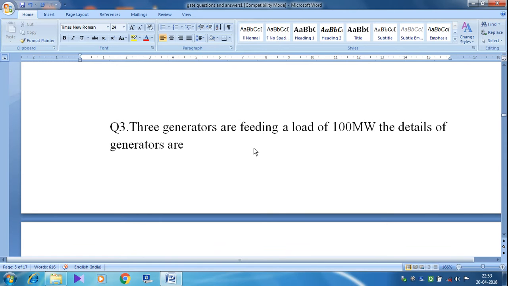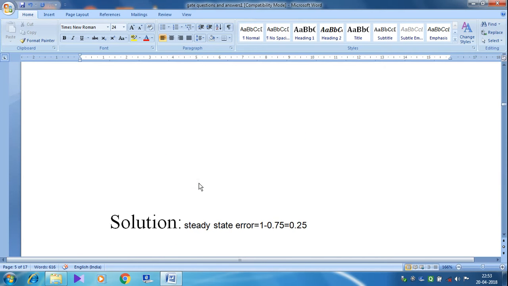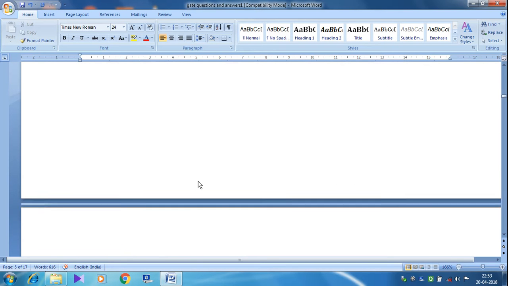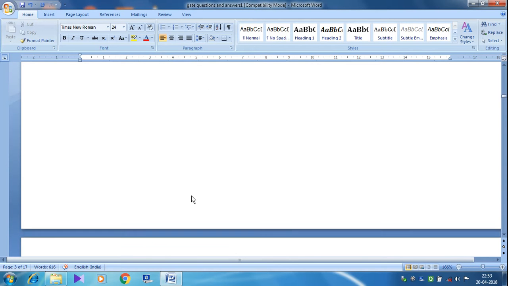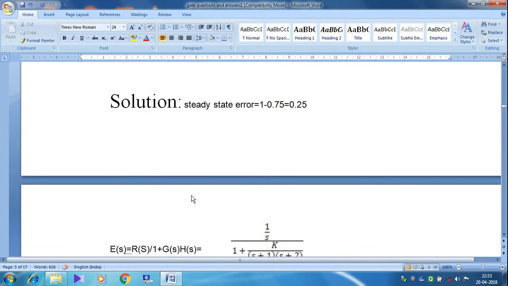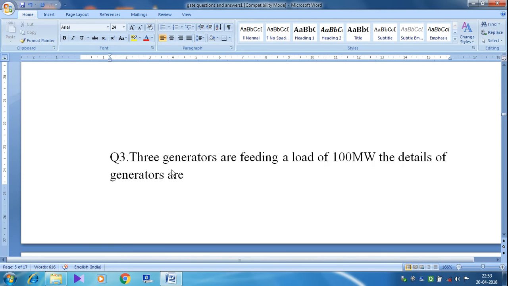Three generators are feeding a load of, sorry, this answer is 6. The answer is 6. There is some mistake. Answer is D. D is the correct answer. So let us see the next question.